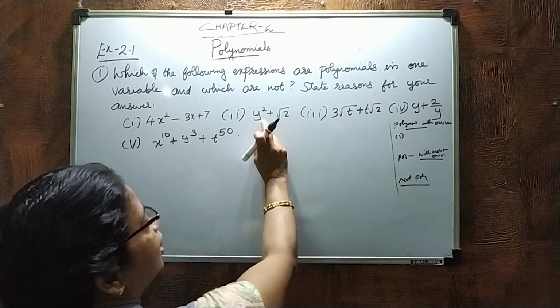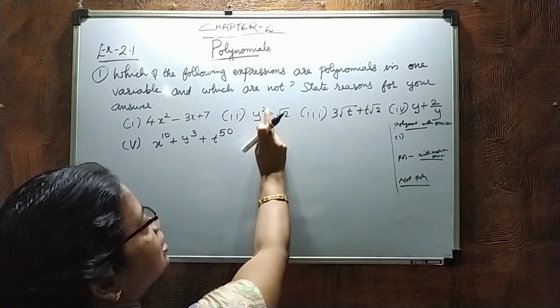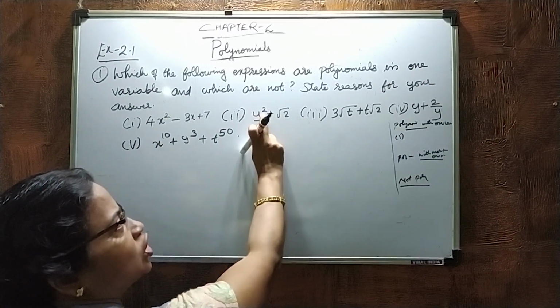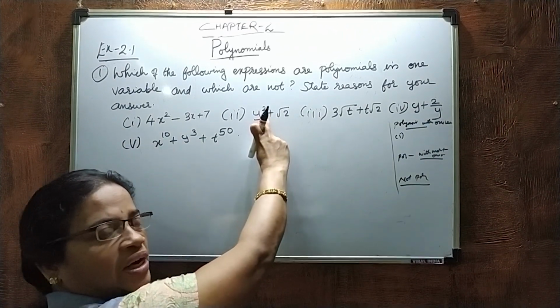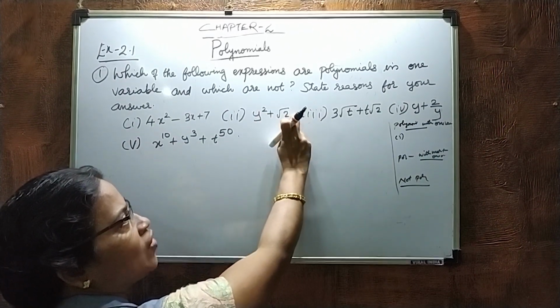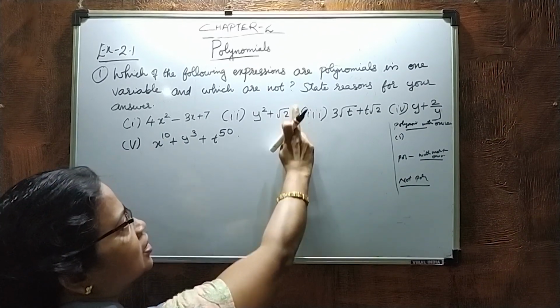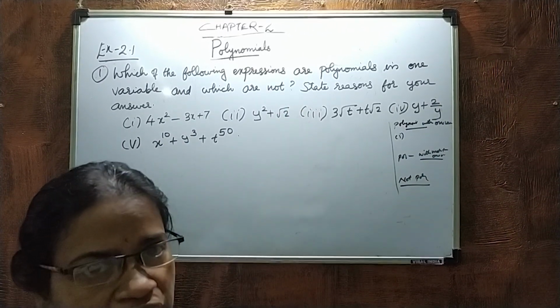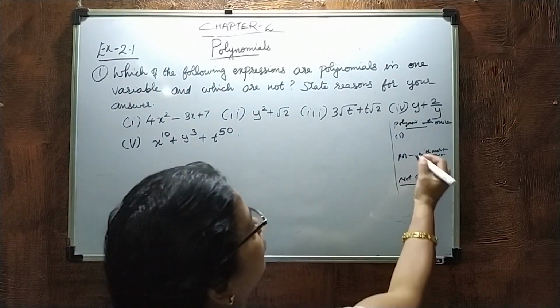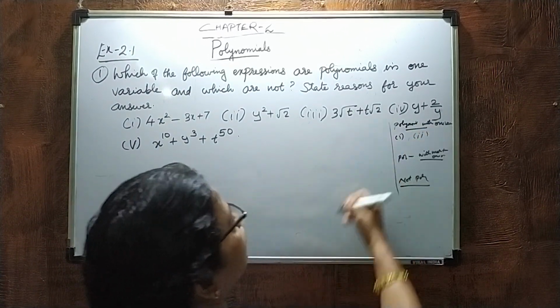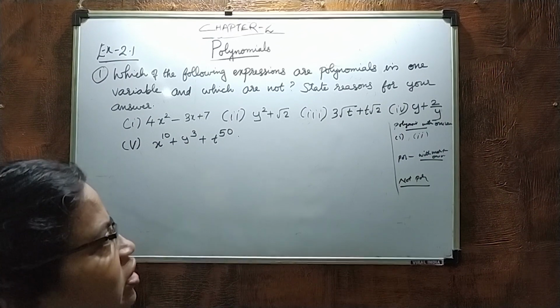Take the next one then. Here the variable, the alphabet, has exponent 2 only, right? Here root 2, y raised to 0. Y raised to 0 means it is a whole number only. So that is also a polynomial. Next, the third one. Just look at the third one.